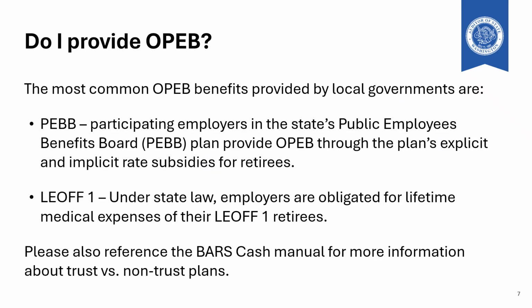There are two most common OPEB benefits that are provided by local governments. The first is PEB, or the state's Public Employees Benefits Board plan. This plan provides OPEB through the plan's explicit and implicit rate subsidies for retirees. The second is LEOFF 1, short for Law Enforcement Officers and Firefighters, which under state law, employers are obligated for lifetime medical expenses of their LEOFF 1 retirees. Governments can also create and sponsor their own OPEB plans, but that is less common. For more information about trust and non-trust plans, please reference the BARS Cash Manual.